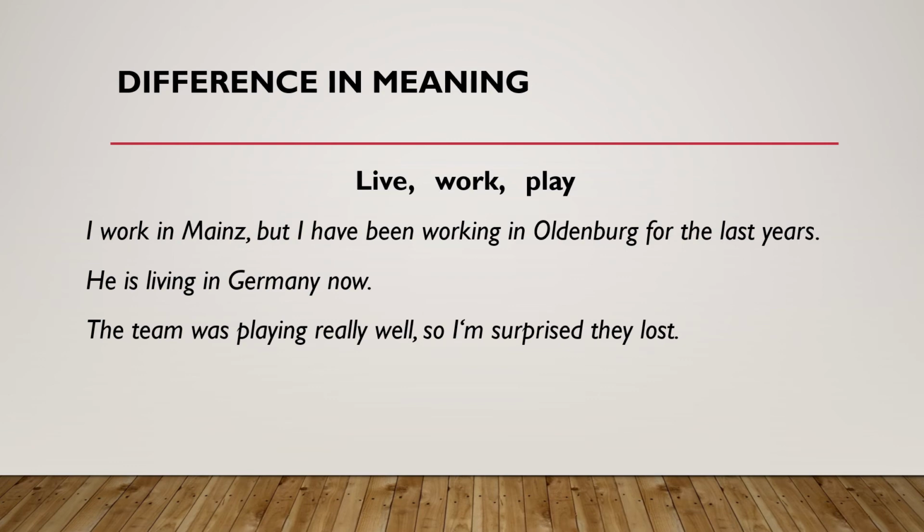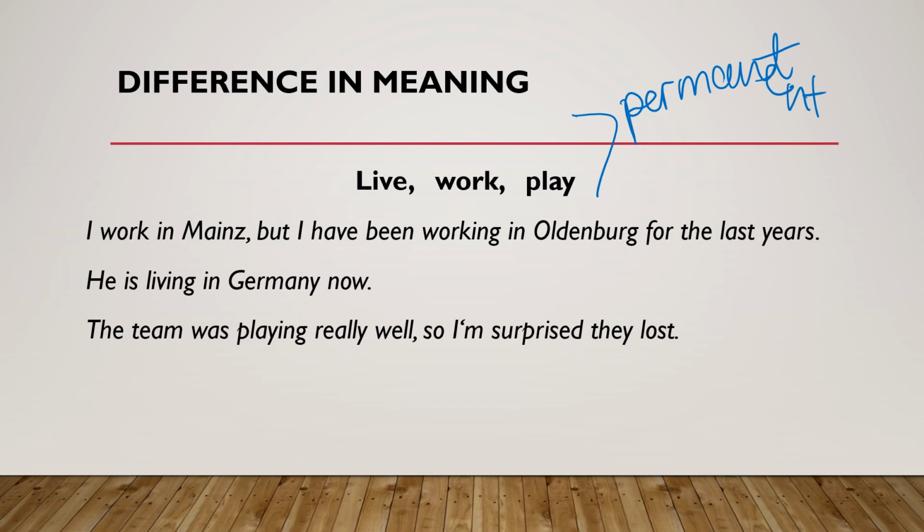Such words like live, work, and play usually describe something permanent because you either live somewhere or you don't. You either work somewhere or not. You either play or not. But let's take a look at those examples in here. What is the difference in meaning? I see that I have a spelling mistake.